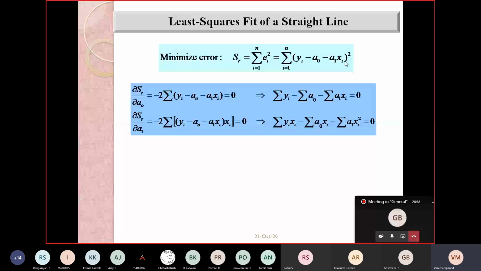Based on a1, doing partial differentiation, we will get minus xi, with the minus 2, and the xi we have this side. Minus 2 is a constant that we can divide out, or if the minus 2 goes to the RHS, then we don't have any constant, and we keep the other terms. The summation goes to each term. Therefore, we will get summation yi minus summation a0 minus summation a1 xi is equal to 0.